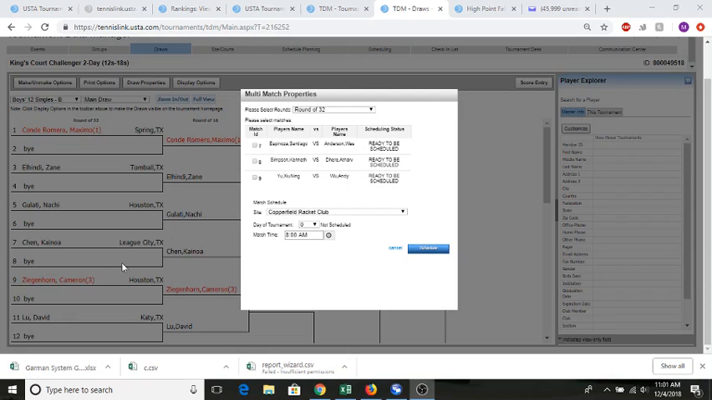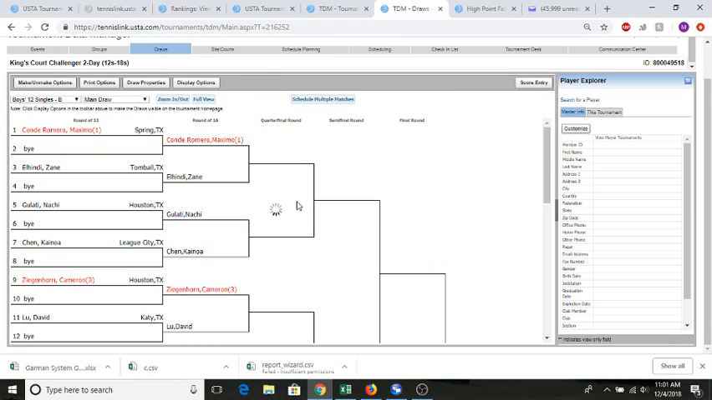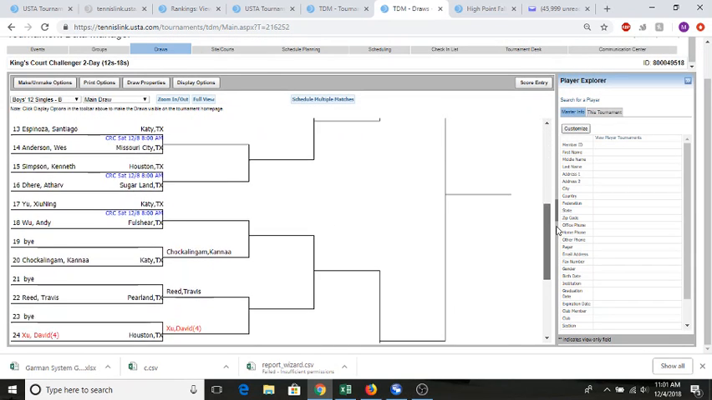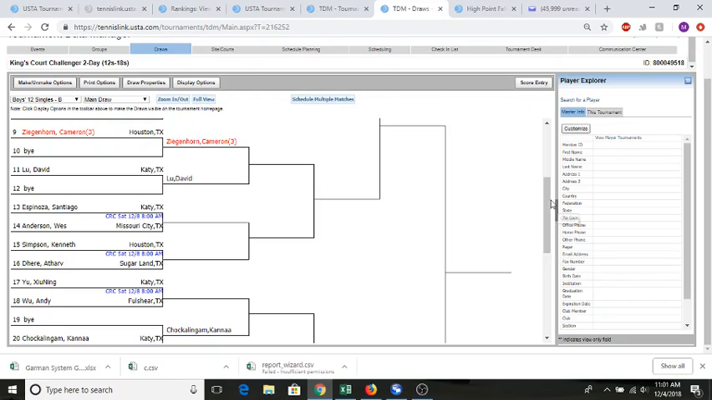Okay, so I'm scheduling Copperfield. I've scheduled 3 matches of Boys 12s A already, and here's Boys 12s B. So I click the schedule multiple matches tool at the top, scheduling these for 8 a.m. And it scheduled those first 3 matches. So then I have 6 courts scheduled.